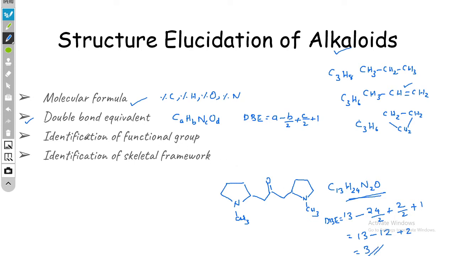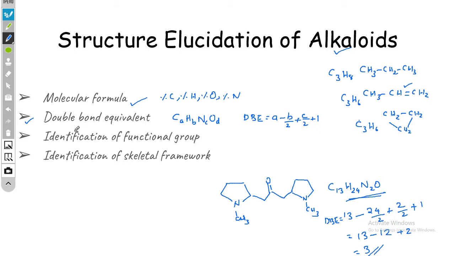So when we carry out identification tests for functional groups, we will get an idea. There will be a ketone group. So one of these is for the ketone group, and the other two correspond to the two rings. So from determining the double bond equivalent, we have an idea about how many double bonds are present in this molecule.